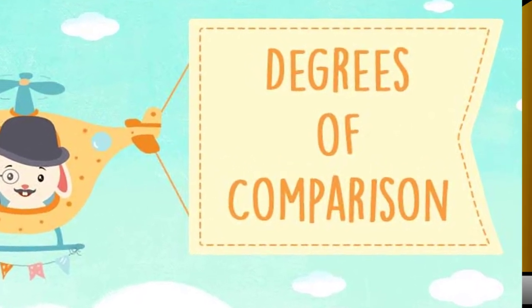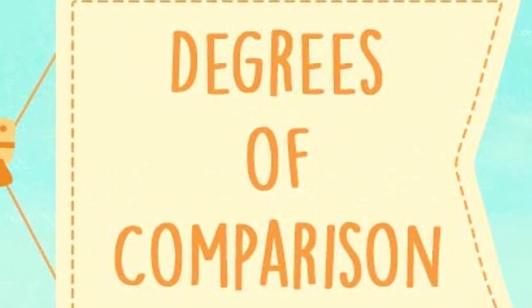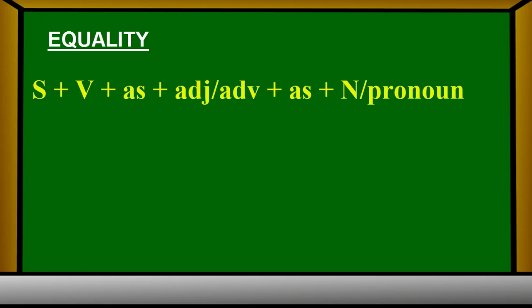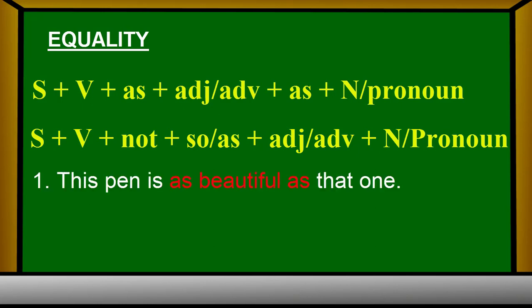First we have to learn the common structure of each degree of comparisons, and then we'll make examples to understand how it works. Let me show you the first structure called equality. Subject, verb, as, adjective or adverb, as, noun or pronoun, or subject, verb, not, so or as, adjective or adverb, noun or pronoun. For example, this pen is as beautiful as that one.